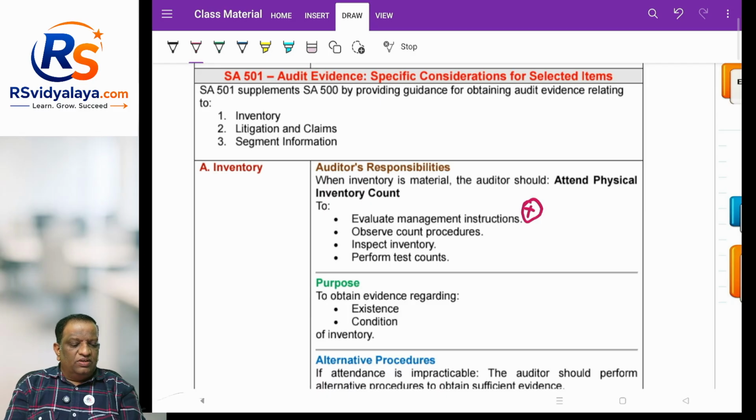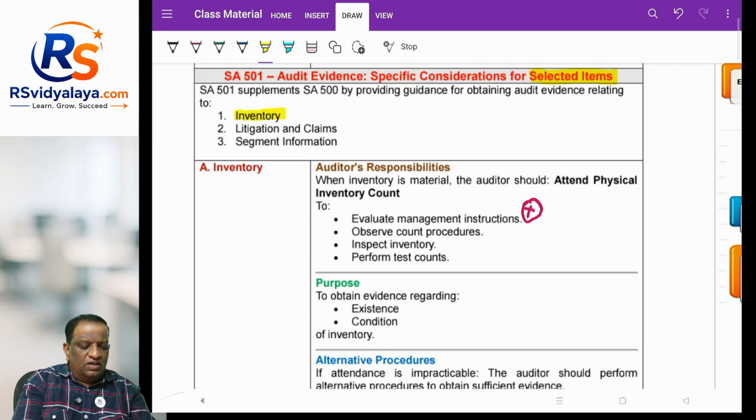SA 501, again it deals with audit evidence. The difference between SA 500 and 501 is that SA 500 deals with audit evidence in general cases, whereas SA 501 deals with selected items. So, only for selected items. Then what are those selected items? There are three: inventory, litigation and claims, and segment information.